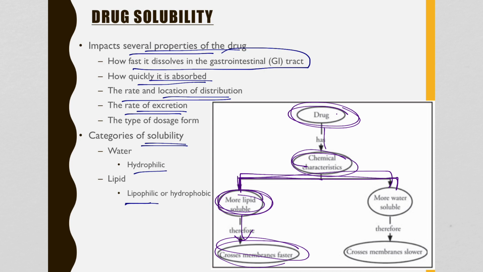But then on the other side of the chart, we have those more water soluble drugs. Are they capable of getting to the site of action? Absolutely. But they take a lot longer to cross the membrane. Either they have to be protein binding and attach to that albumin, or they get metabolized quicker and excreted quicker. And so therefore there is less of the drug available at the site of action.